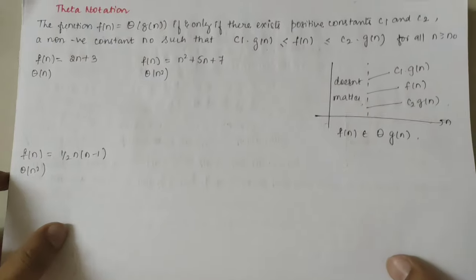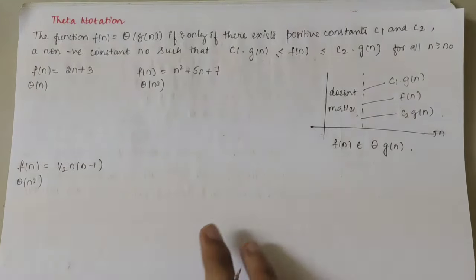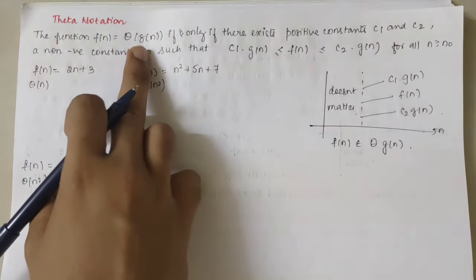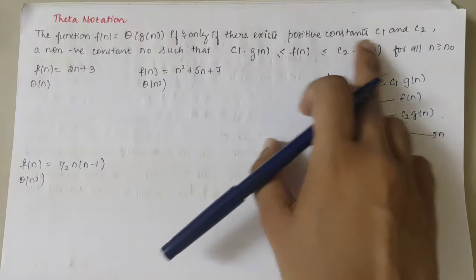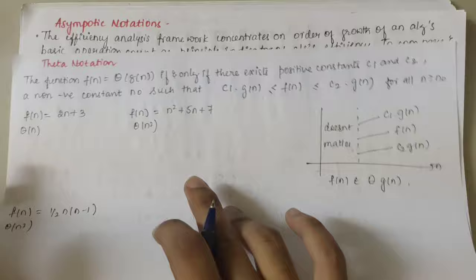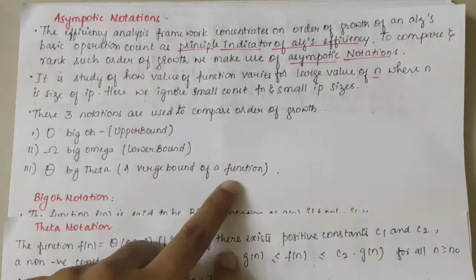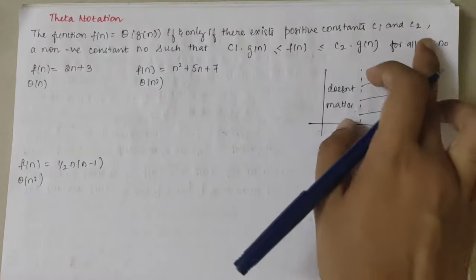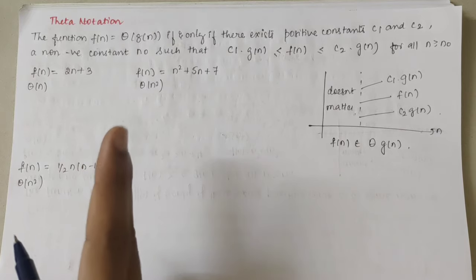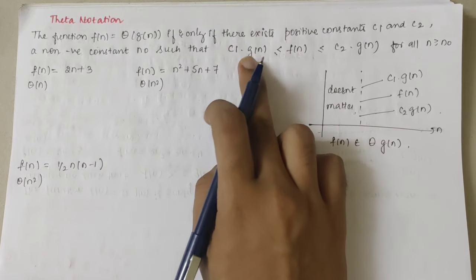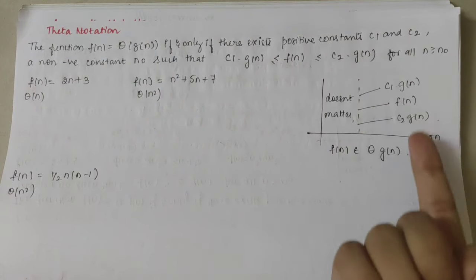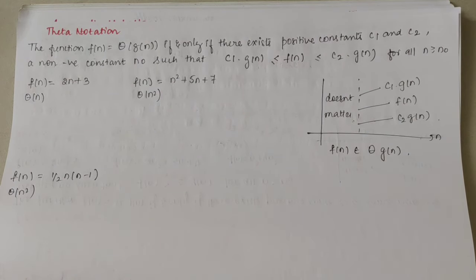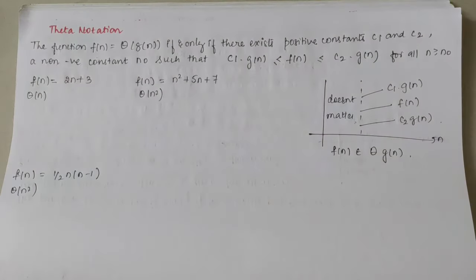Let's move on to the theta notation now. Theta notation: the function f of n is in theta of g of n if and only if there exist two positive constants, because it comes under the average bound function. So c1 and c2, two positive constants should be there such that it follows this particular condition. The condition says that f of n should be between c1 and c2 values. We'll understand this with an example now.